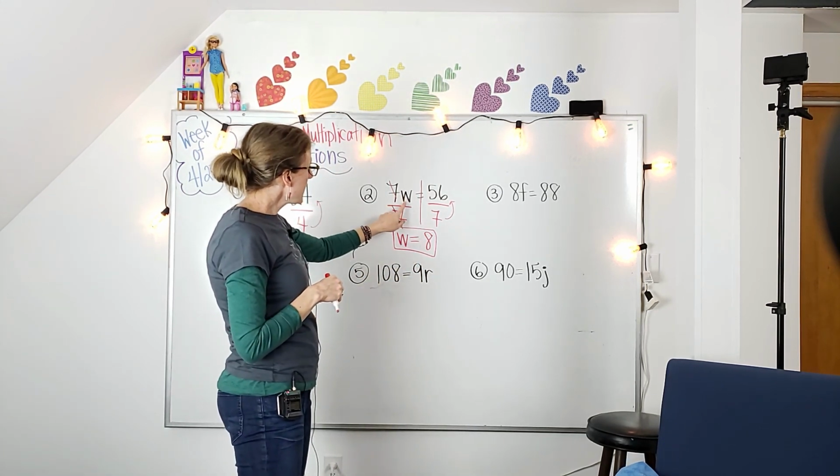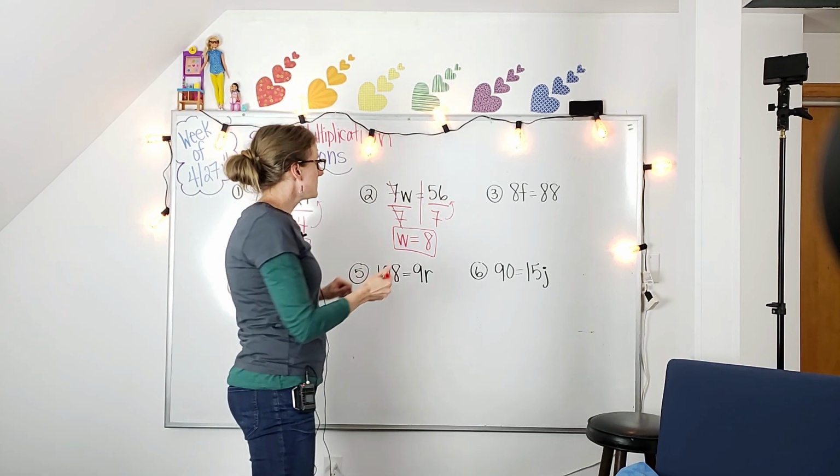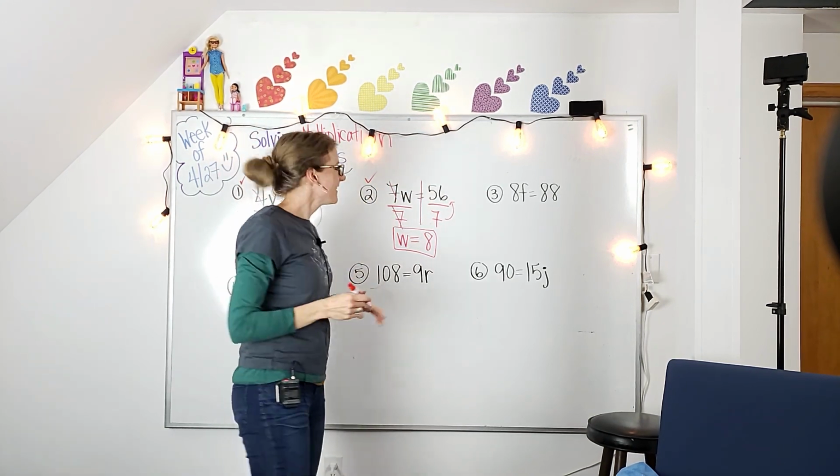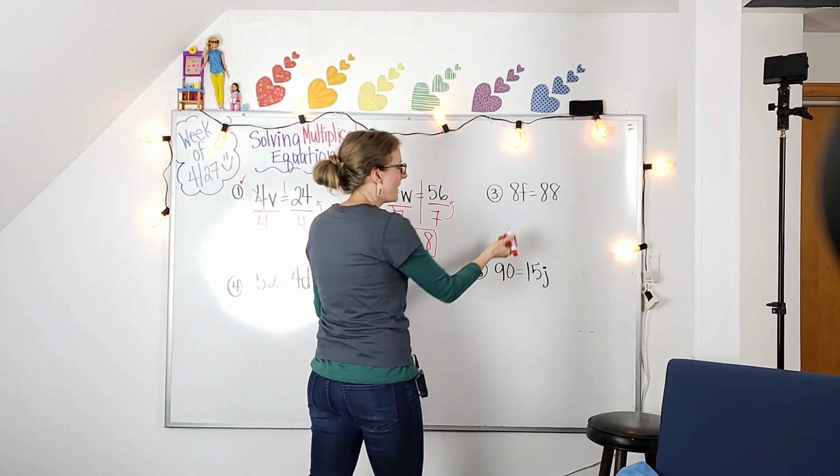If we check this and I put an 8 in, 7 times 8 is 56. So that's a check.